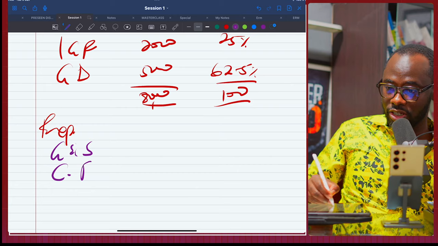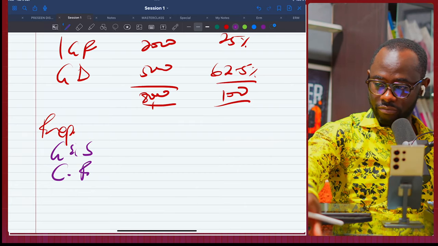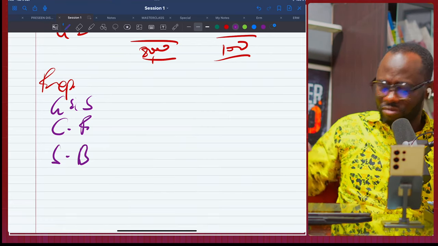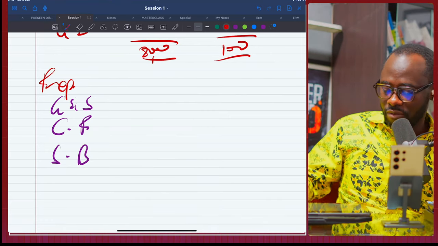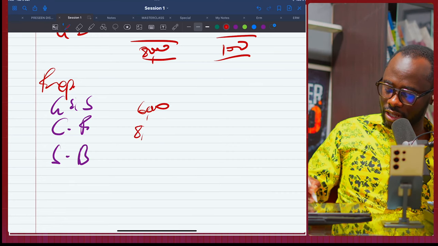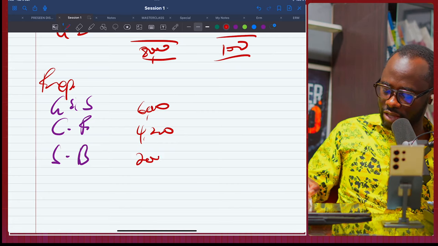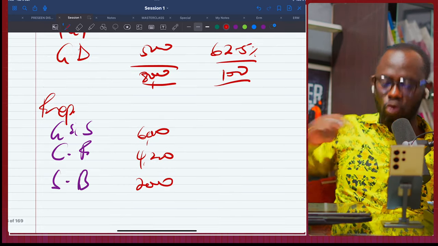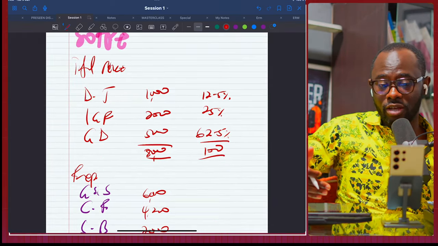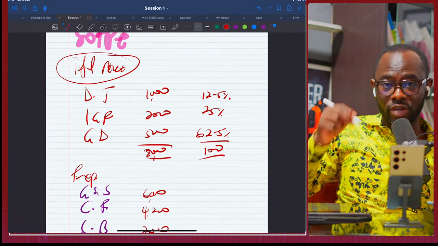compensation of employees, what else? Social benefits, whatever. Again, let's say we have some figures: 6,000, 8,000, 4,200, and 2,000 here. Again, the total revenue is the basis. When you're doing the statement of financial performance, the total revenue is the basis.